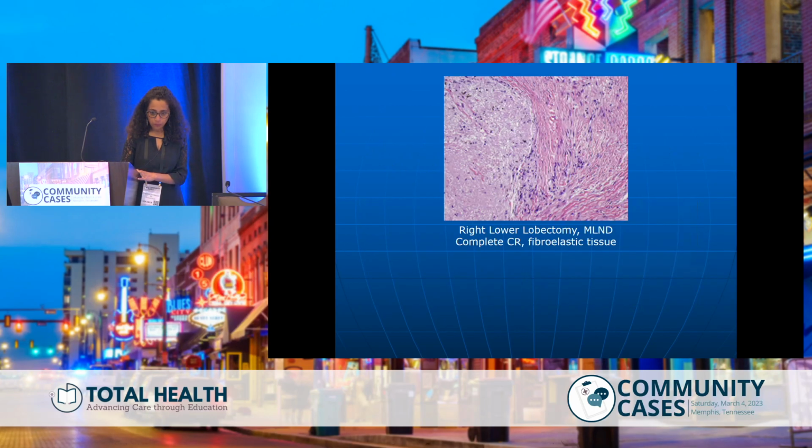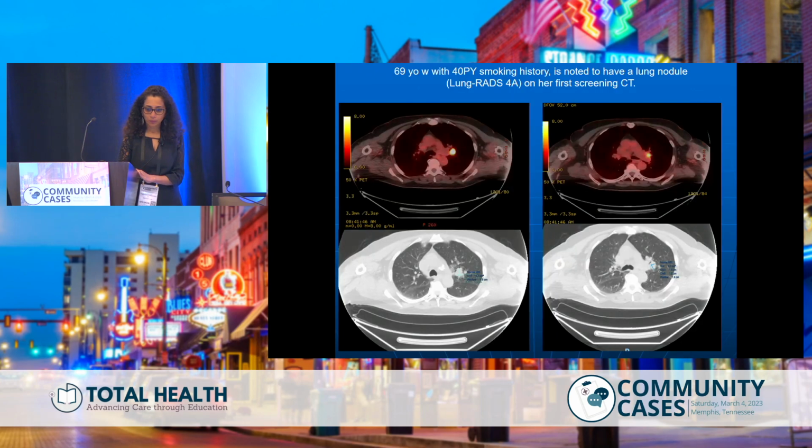So now the patient undergoes right lower lobectomy, mediastinal lymph node dissection. There's just fibroelastic scar tissue. This is a complete pathologic response. Do we see that all the time? I'm very thrilled when I see this, but unfortunately that doesn't happen all the time, but we're seeing it more and more.